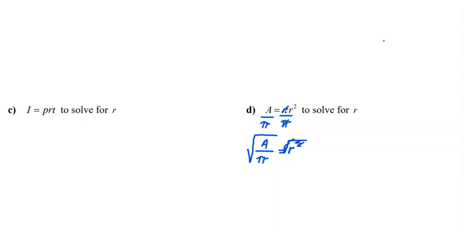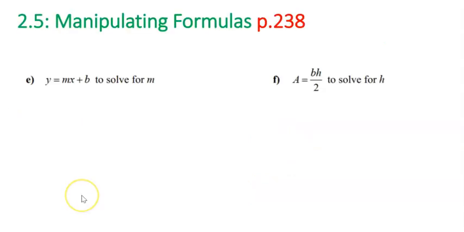We can't actually take the square root of anything because we have A over pi. So we can't do anything there. So all we can do is leave it. Remember, our goal here is to manipulate the formula, not to actually get an answer. And we've done it. r is equal to the square root of A over pi. You can give E and F a try, pause the video, and I'll show the solution.